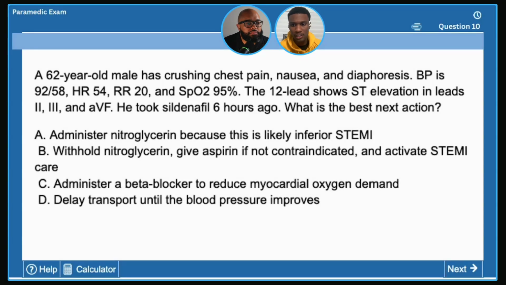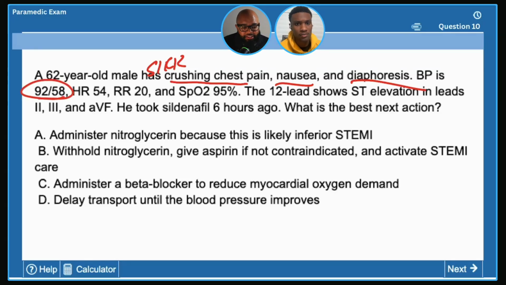What is the best next action? Okay, two-step, let's go. A 62-year-old male has crushing chest pain, nausea, and diaphoresis. I think he's sick, so we probably need to do something. Keep going. His BP is 92/58.